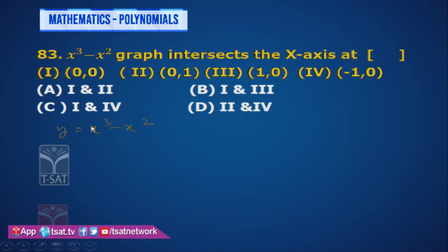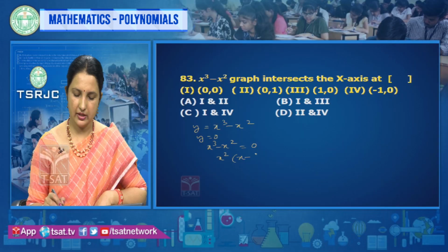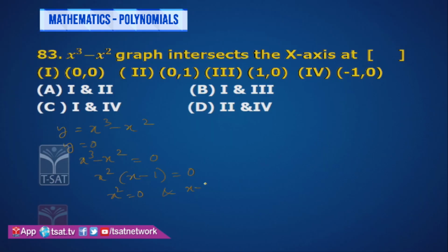You take it as y and substitute 0 in place of y. Then what you will get? x cube minus x square equals 0. x square is common, bring this out. What is left over? x minus 1 equals 0. So x square equals 0 and x minus 1 equals 0, so x equals 0 and x equals 1. So (0, 0) and (1, 0), both are possible.